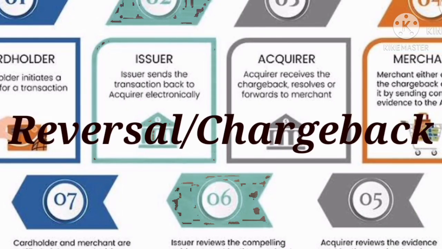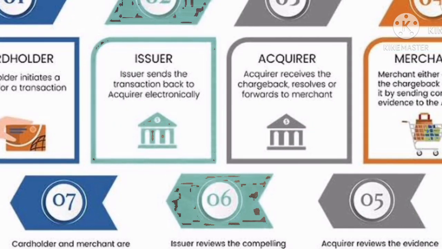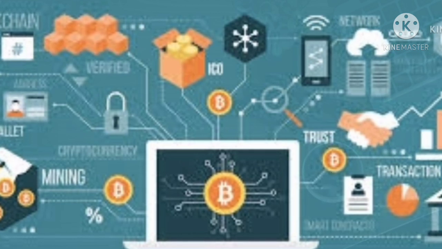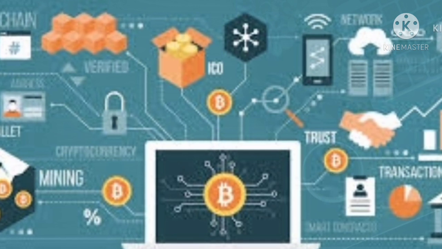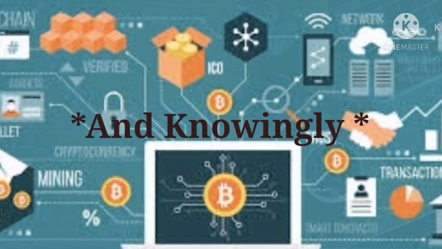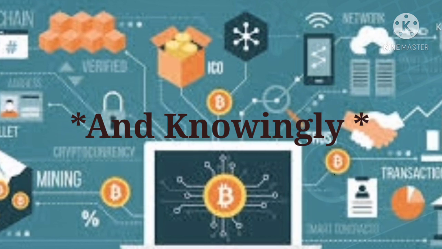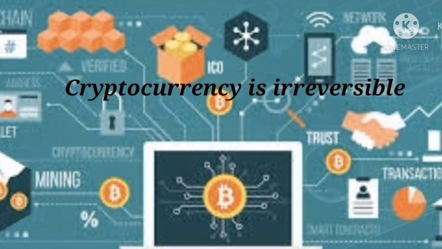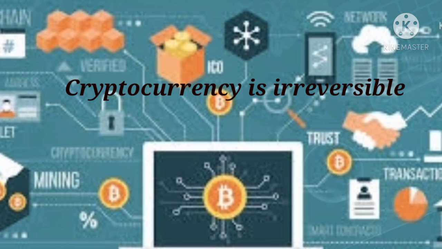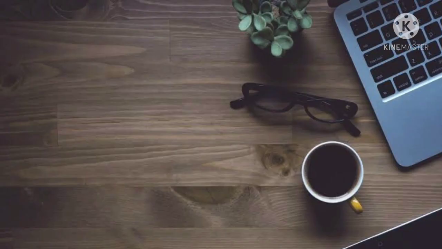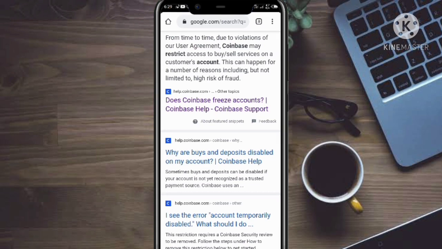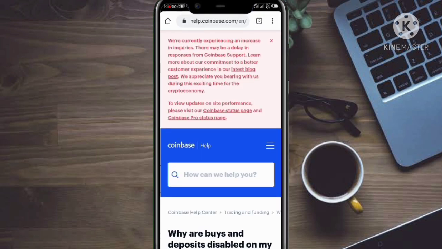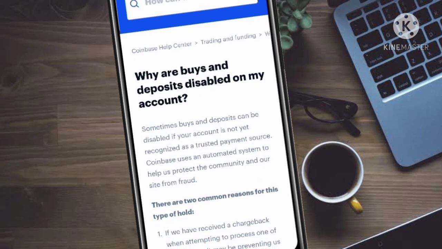So number 2 is a reversal or a chargeback. This means that once you've received a payment for your cryptocurrency, your trade partner, let's say the buyer, can request their funds back by reversing. And they always do this unknowing that cryptocurrency is not reversible. So a chargeback may happen as it is allowed by some of the third-party services that are used as a payment method. If Coinbase receives a chargeback when attempting to process one of your trades or transactions, it may prevent them from completing further orders, therefore restricting your account.